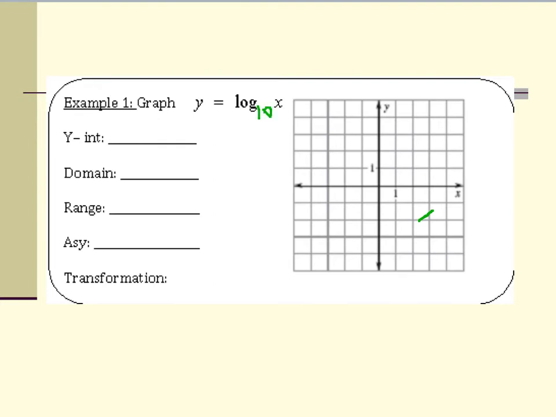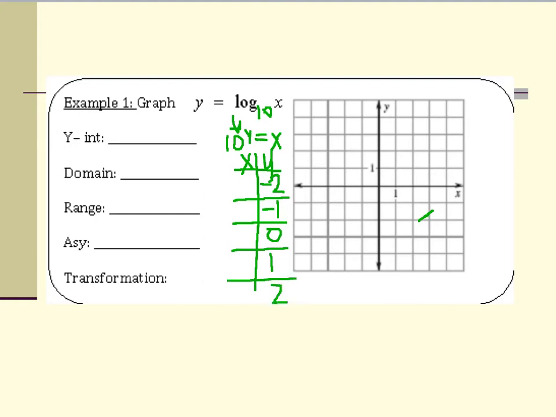So I want to find my exponential form. If I switch my forms here, this is 10 to the y power equals x. We're going to make a table using the exponential form. And if you notice, your exponent is y. So we need to plug in values for y. So I'm going to plug -2 in for y, and -1 in for y, and 0 in for y, and 1 in for y, and 2 in for y.